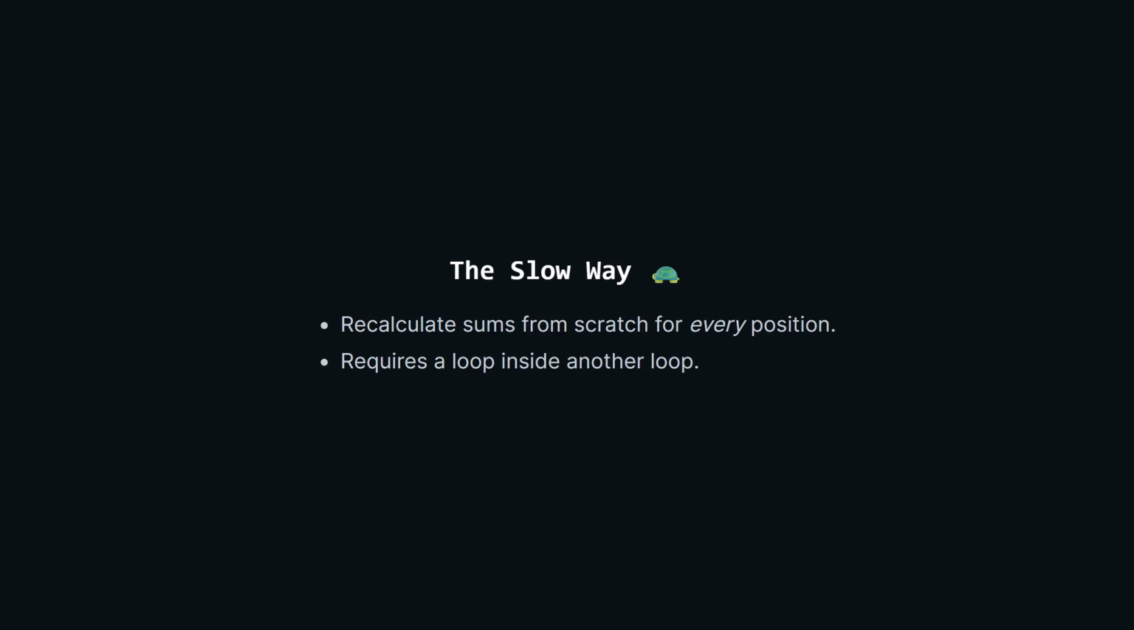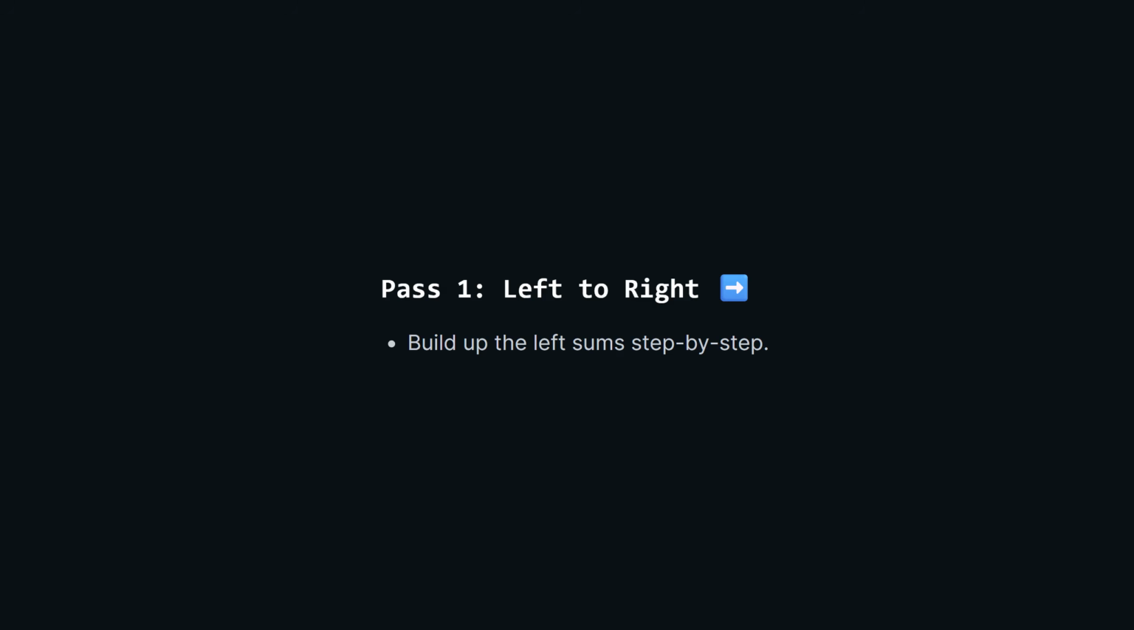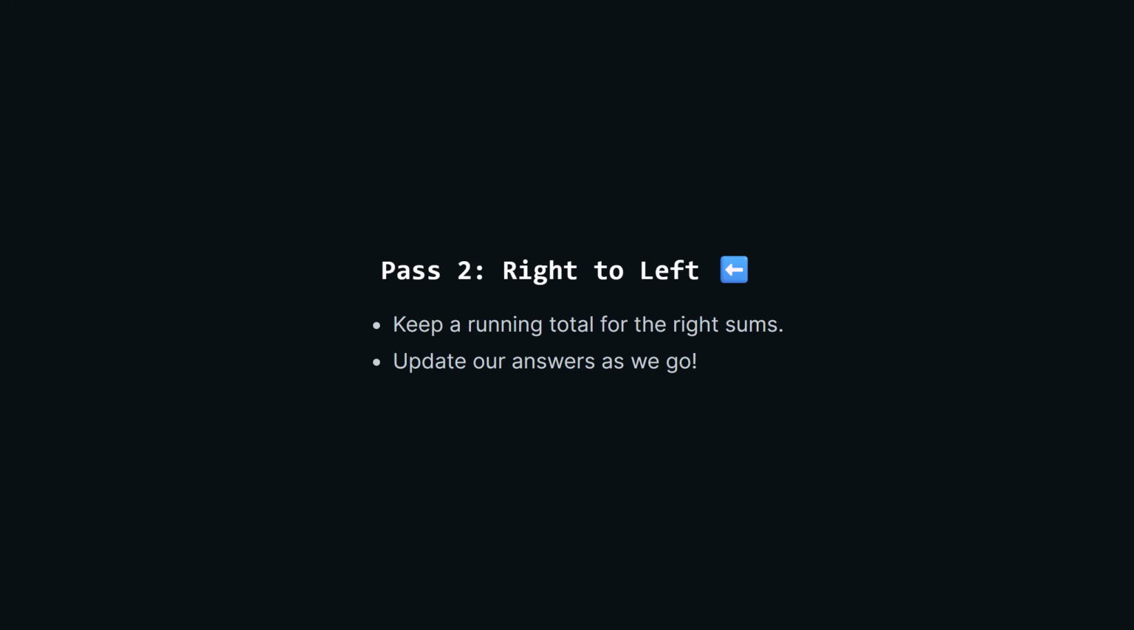The obvious way is to just write a loop inside a loop. For every number, scan all the way to the left, and then scan all the way to the right. But that is slow, because we are doing a lot of repeated addition. Instead, we can use an approach called a prefix sum. The big idea here is that we can just keep a running total as we walk through the list. First, we can walk through the list from left to right, building up our left sums. We add each number to our running total only after we record the current sum for that spot. Then, we do a second pass, but this time we walk backward from right to left. We keep a running total of the right sums, and we calculate that final absolute difference right then and there.